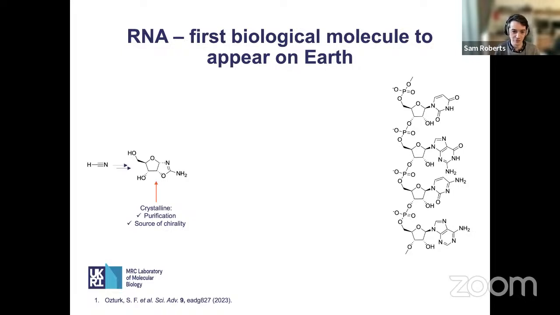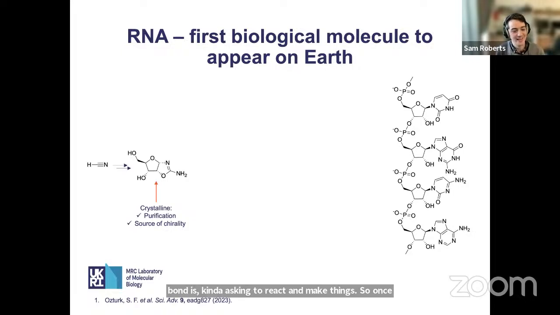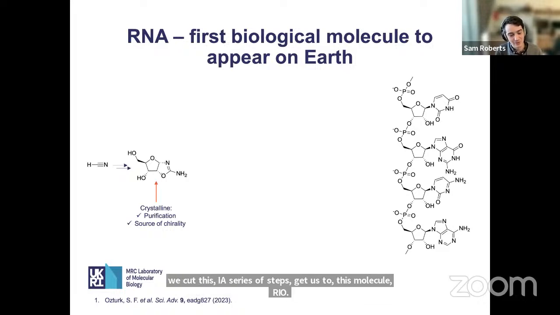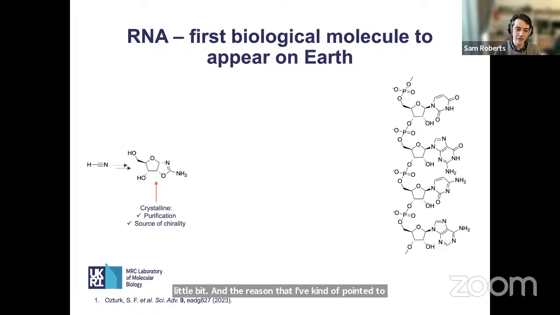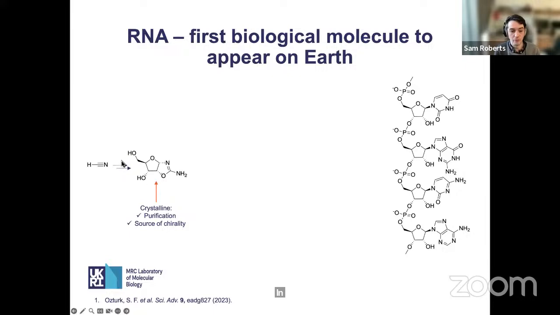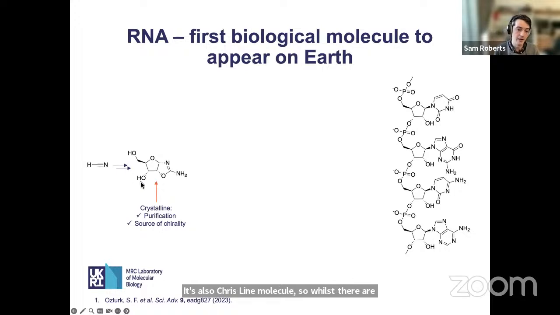And I noticed Furkan is in the audience, so I'm going to plug some of his work for a little bit. The reason that I've pointed to this molecule is that it's essentially a node in various chemistries, particularly the synthesis of the different nucleotides in RNA, in that after this point, things can start to diverge. It's also a crystalline molecule. So whilst there are various steps that, even though they're quite efficient, will inevitably make various byproducts, this molecule will crystallize out of solution, and then all the remaining material can be washed away. So this is one of the rare instances where you can essentially do prebiotic purification, right?